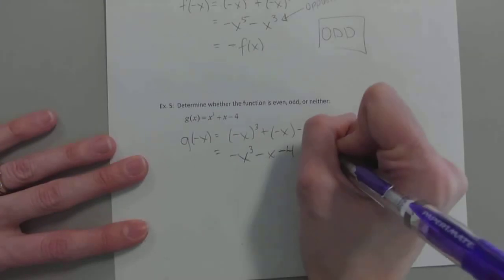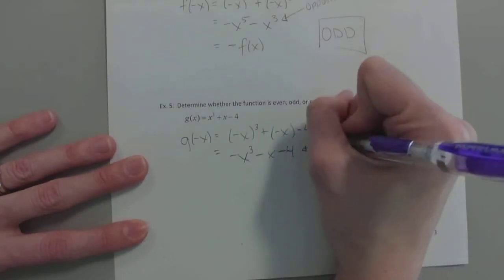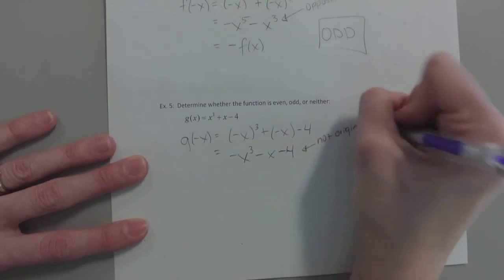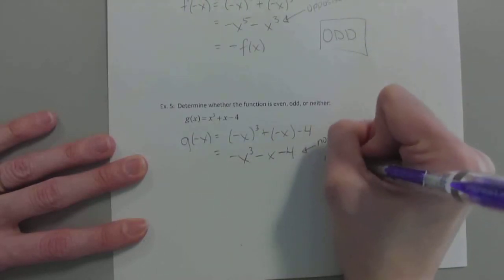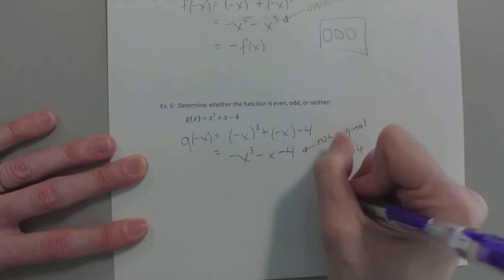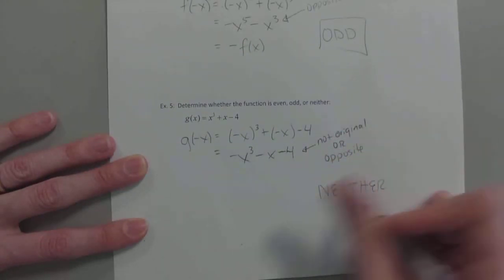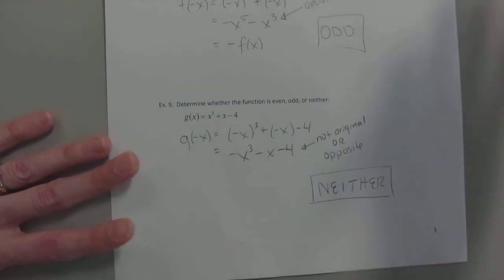Does it change at all? No, it had nothing to do with x, so there's no reason why its sign should change. So notice this is neither. It does not match the original exactly. It's not completely the opposite. The first two are the opposites, but the negative 4 didn't change. So this is neither, not the original or the opposite. So that's an example of sometimes, guys, you get neither.